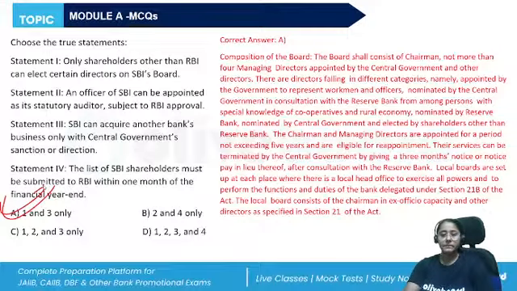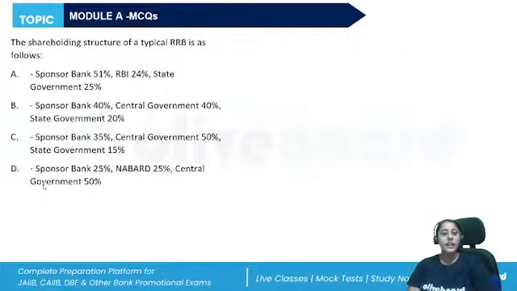All right. Regarding the functioning of SBI, the shareholding structure of a typical RRB, a regional rural bank, is as follows. A sponsor bank 51%, RBI 24%, state government 25%; or sponsor bank 40%, central government 40%, state government 20%. So what will be the shareholding of the RRB? Quickly answer this question.